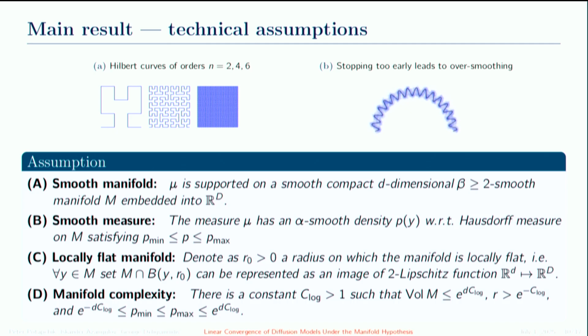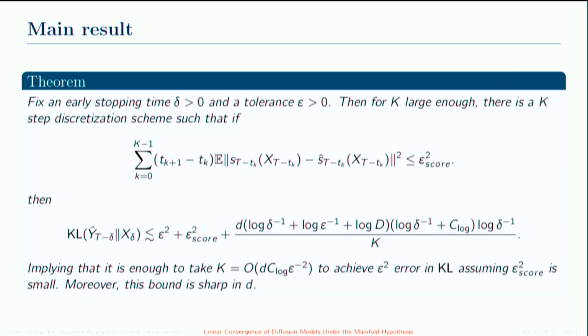So we've got several technical assumptions. Essentially, we're assuming the manifold is smooth. We're assuming the measure is smooth and the density is upper and lower bounded. We assume a certain scale beyond which the manifold looks locally flat, and some other technical assumptions on, let's say, the volume of the manifold and so on. And this is the result.